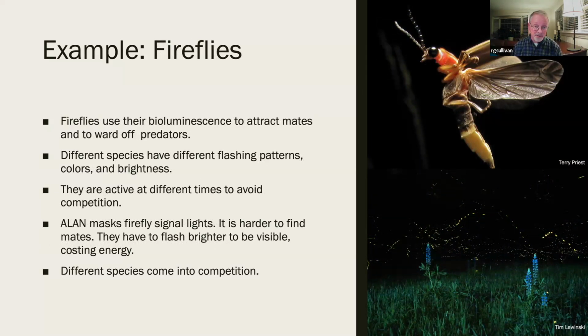And some of them are predators of other fireflies. And so when the light levels are not right, you will have overlap between these species that can interfere with finding mates, but also affect predator-prey relationships again.